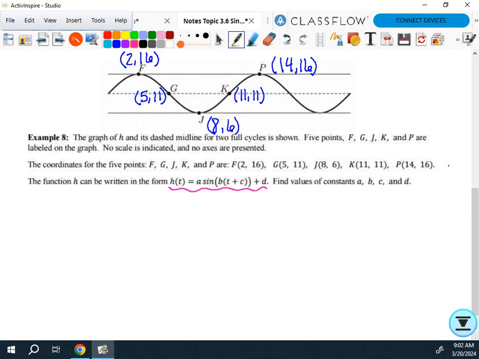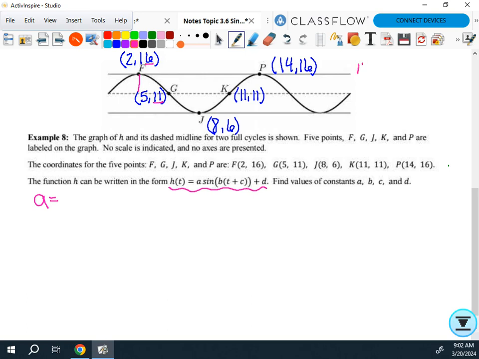All right, so when I'm looking for A, A is related to the amplitude. Is that a vertical or a horizontal distance? Vertical. So am I looking at the Y values or the X values? The Y values. Those are little questions you should ask yourself here. So what is the amplitude then? 5. Because I'm looking at the Y value going from 11 to 16.